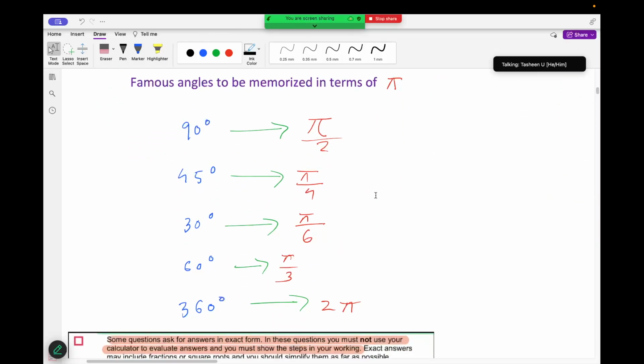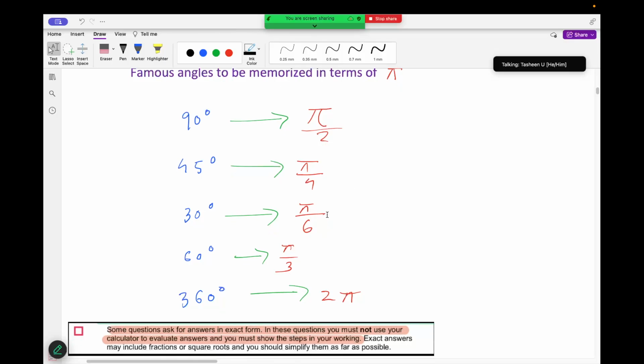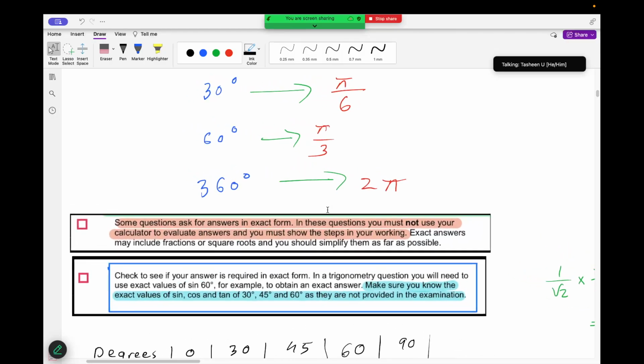so that it would accelerate your working. Not famous, but I mean common, or used very often. 90 is pi by 2, 45 is pi by 4, 30 is pi by 6, 60 is pi by 3, and 360 is 2 pi. Why do you need this?